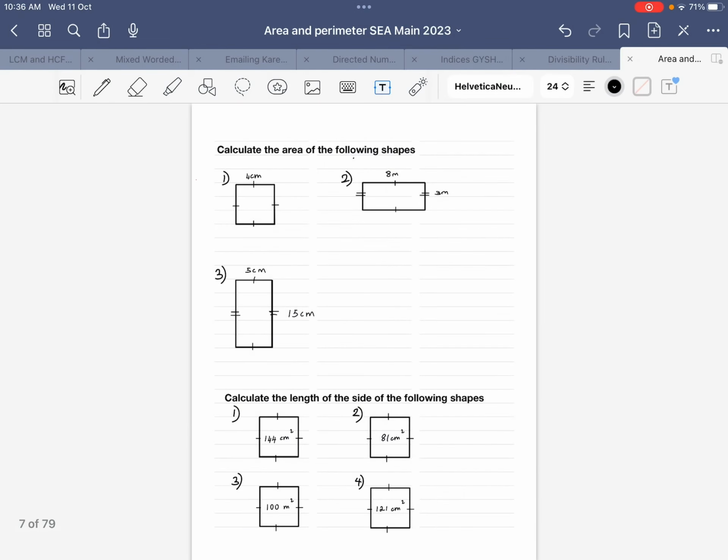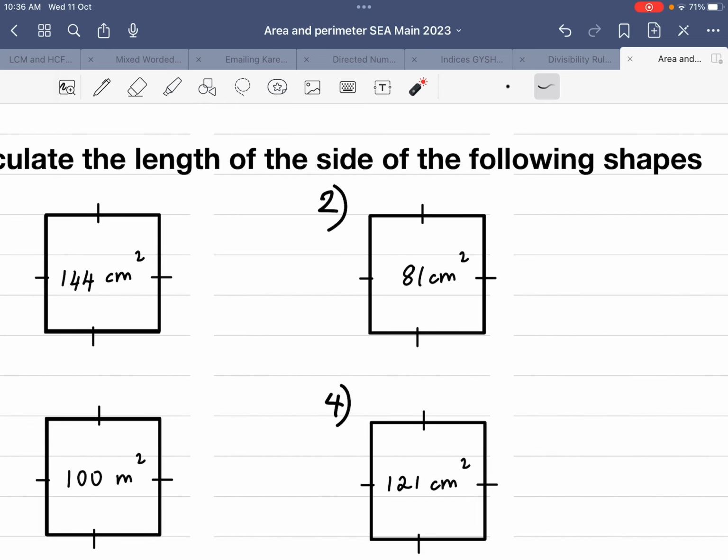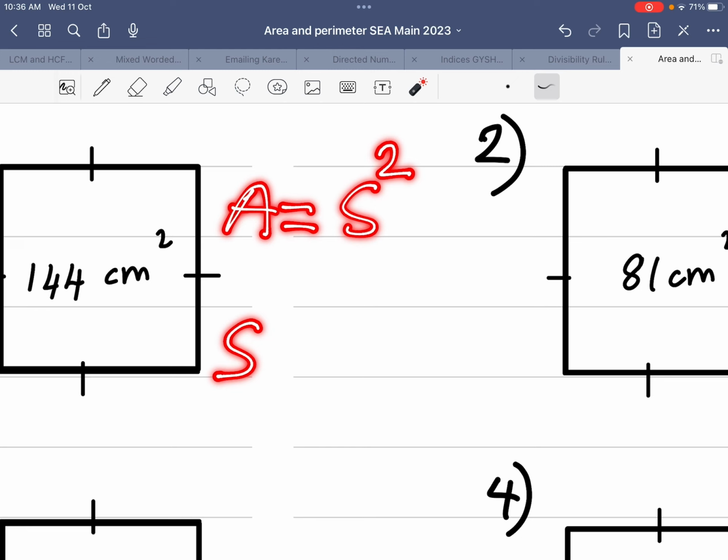So we had these questions where we were given the area and we had to find the length of the side. So we know, for example, a square, the area is equal to side squared, and we also spoke about the fact that the side is equal to the square root of the area. So we can apply that to the question.